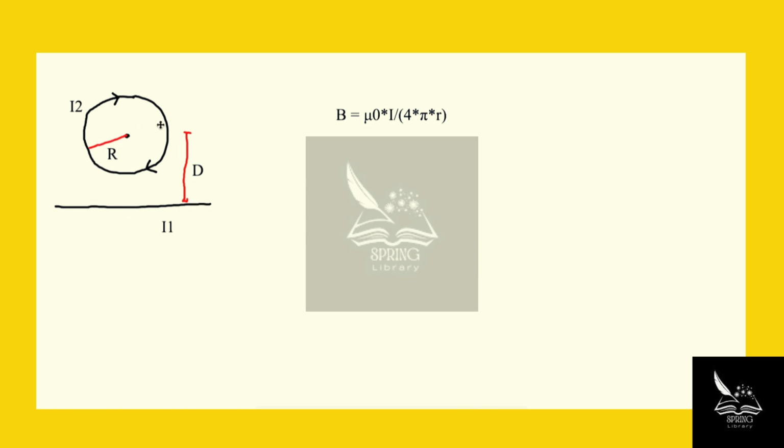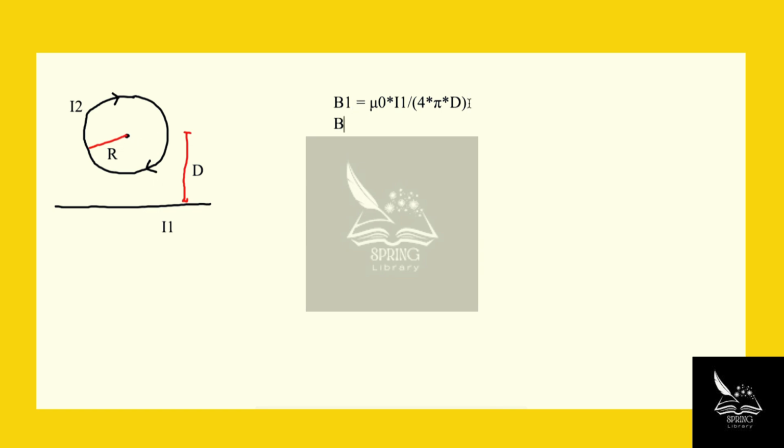So first, let's figure out the magnitude of the magnetic field coming from this wire. So here's the expression for the magnetic field from an infinite line of current. We're talking about this wire down here, so this is I1. And the distance that we're talking about here is going to be D. So this is, let's call this B1, the magnetic field coming from this current down here. And again, we don't know which direction this is going to exert on yet.